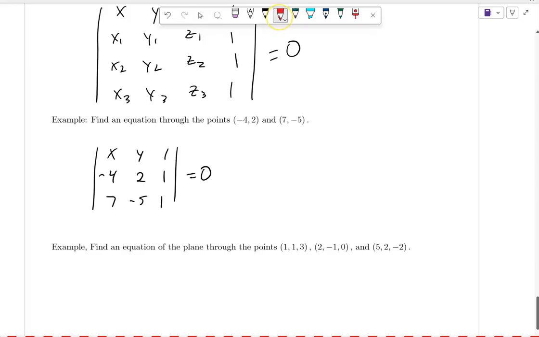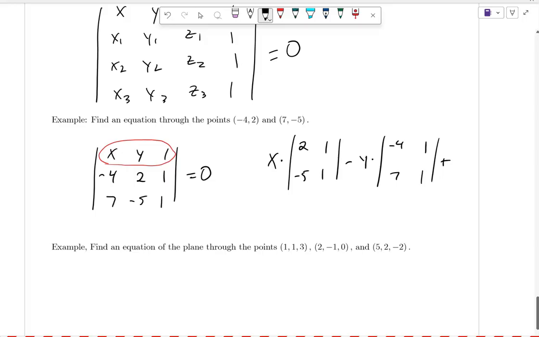I'm going to switch it up a little bit and expand along the first row in this case. What would your x be multiplied by? 2, 1, -5, 1. What would your y be multiplied by? And what would the last 1 be multiplied by? And again, that has to equal 0 on the end.